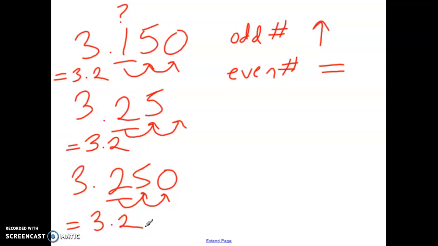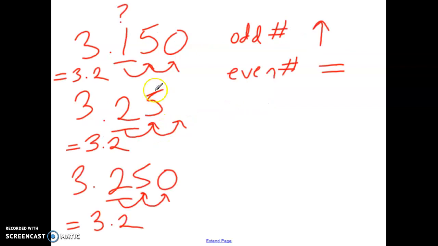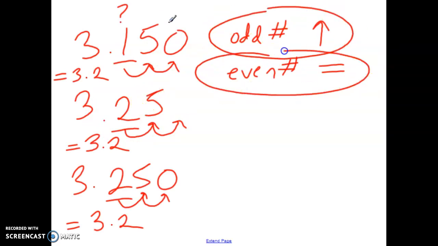Okay, so let's recap that. So if it's a 5 and there is no number afterwards or a 0, the value that you are questioning, if it is odd, you round up. If it is even, it stays the same. Okay, but if you have numbers after the 5, you round up as normal. Okay, so if it's a 5 with numbers afterwards, you round up. But if it's a 5 with nothing, it depends if you're dealing with an odd number or an even number.